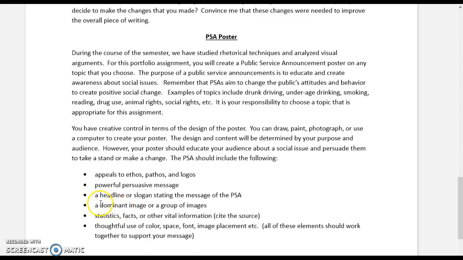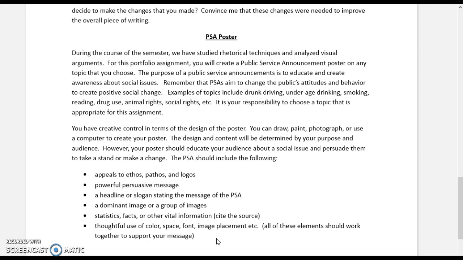It should also include a dominant image or a group of images. It should also include statistics, facts, or other vital information. And it should include thoughtful use of color, space, font, image placement. So basically what you're doing is you're creating a poster. And what I will do later on in the week, I will post examples from my students who have done this before. That way you can kind of see what I am looking for.